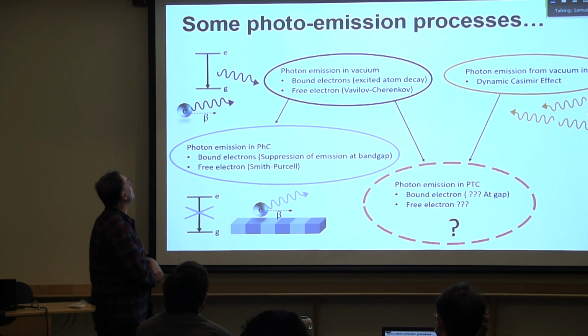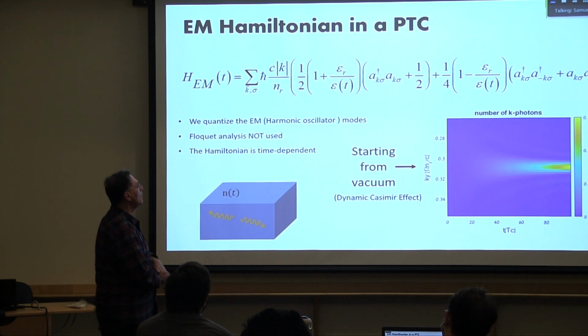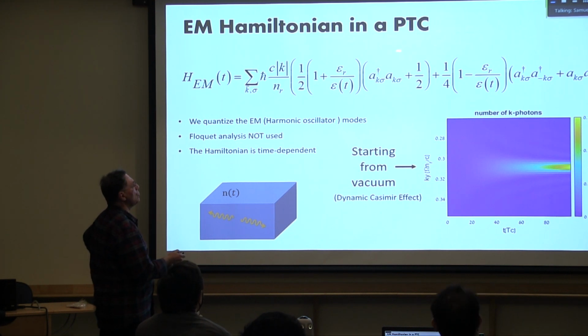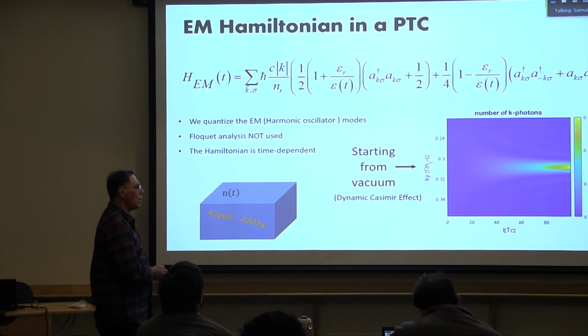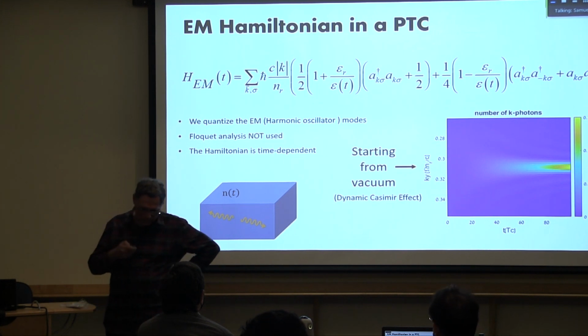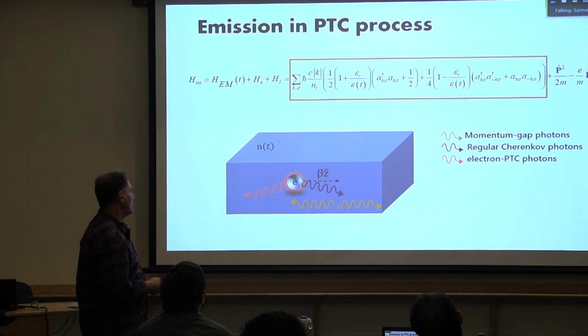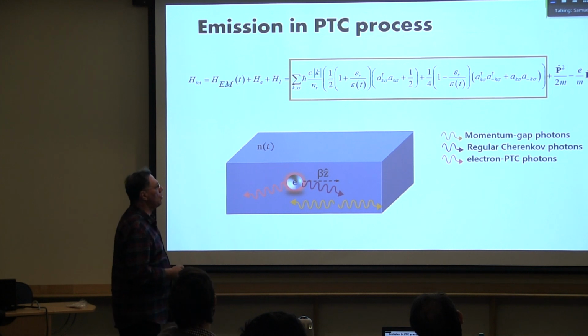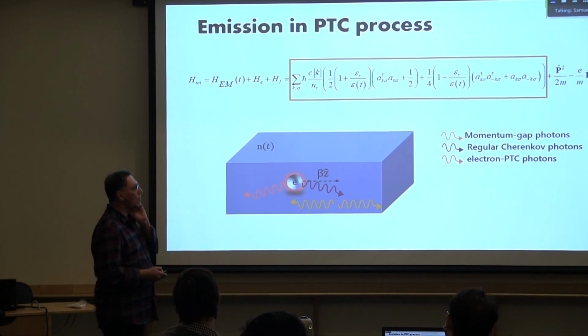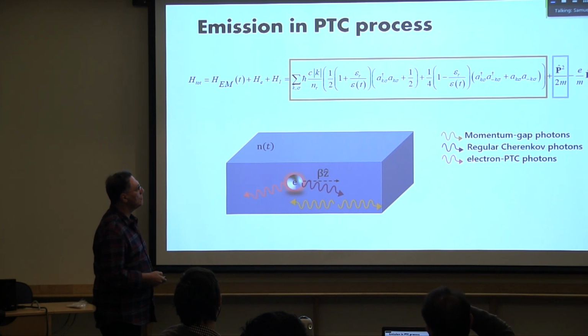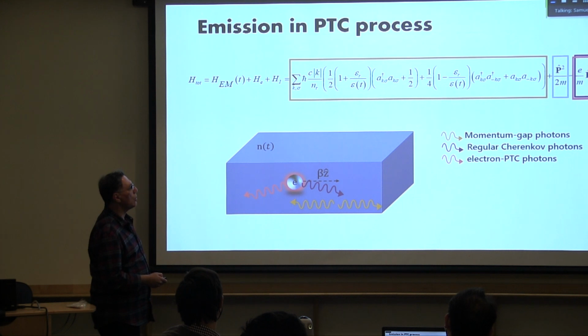So I want to quantize the system and look at what happens in the time crystal, where now I will have the electron. The Hamiltonian for the electromagnetic radiation is the usual term right here, and the new term of generating pairs of photons. And you ask yourself now, how will this affect the radiation of a free electron, Cherenkov radiation? Extremely interesting, because now you have three scenarios. First of all, you have momentum gap photons that are generated by vacuum fluctuations, which is this term. So this term creates momentum gap photons. And then you have ordinary Cherenkov photons.